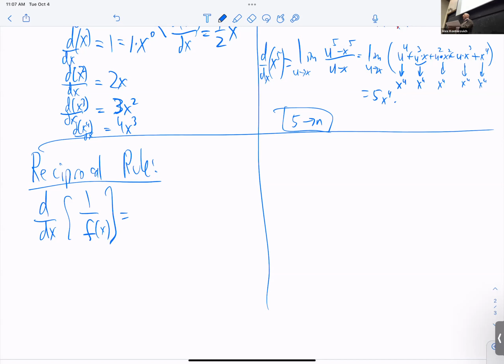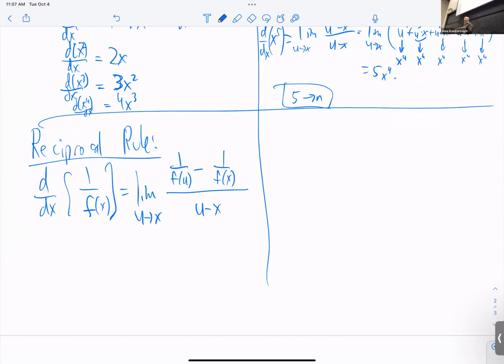So tell me what's the first thing that I would write down? Limit, yep, as u goes to x, for example, or h goes to 0, whatever you prefer. And then the function is 1 over f of u minus 1 over f of x. That's the rise, and the run is u minus x. Okay, that's the first thing. The first thing is just to write down the definition. Now see if you can manipulate this algebraically into something whose limit you can recognize. Take a good minute to do this. I'll try to come around.